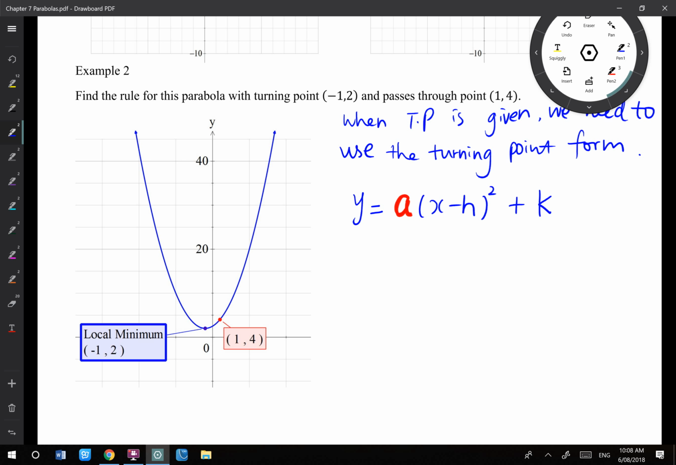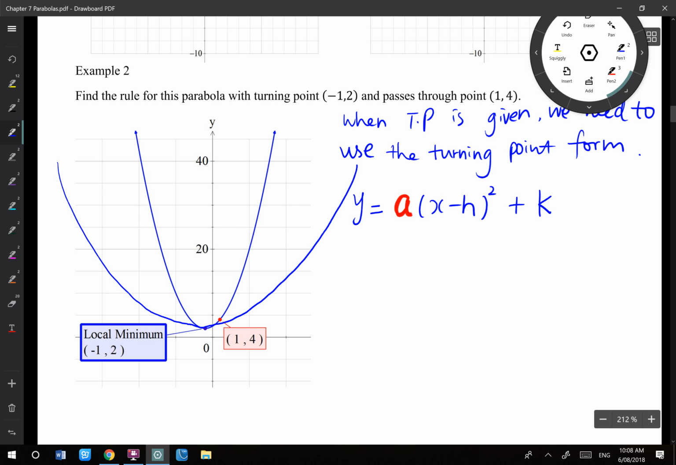The a, don't forget the a. A lot of students just have (x minus h) squared plus k in the end, and forget about the a completely. So there is an a. Why? Because this a is the dilation. If I have a turning point at 1, 4, I can also have another graph with the same turning point. So how do you distinguish between the two graphs? It's through a. If a is larger, it gets thinner; if a is smaller, it gets wider. So a is in charge of the dilations, so I must have the a there.